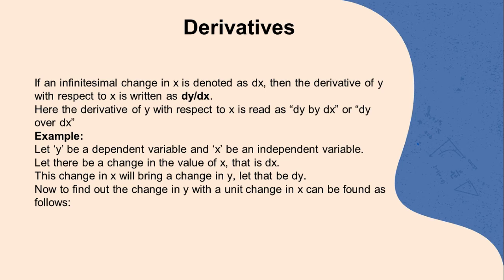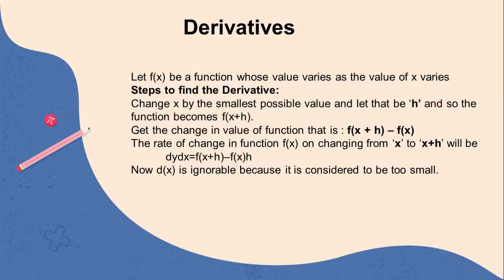Example. Let y be a dependent variable and x be an independent variable. Let there be a change in the value of x, that is dx. This change in x will bring a change in y, let that be dy. Now the change in y with the unit change in x can be found as follows. Let f of x be a function whose value varies as the value of x varies.